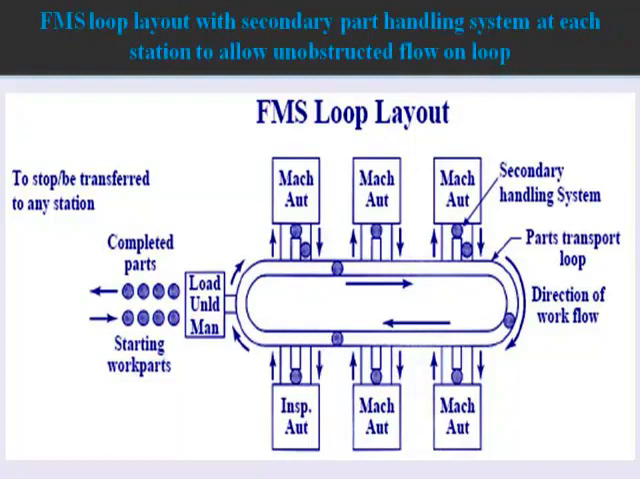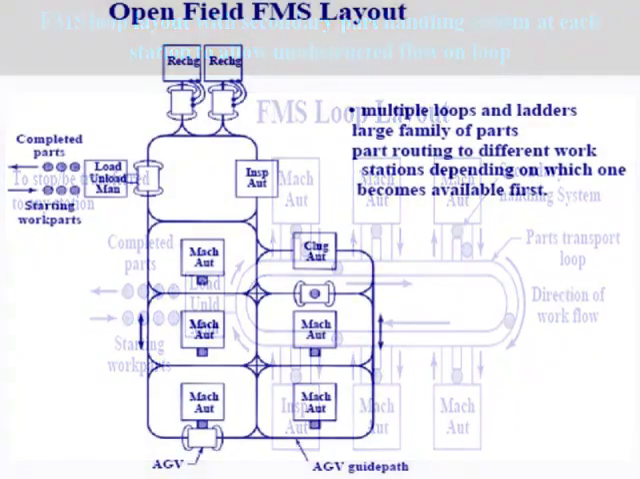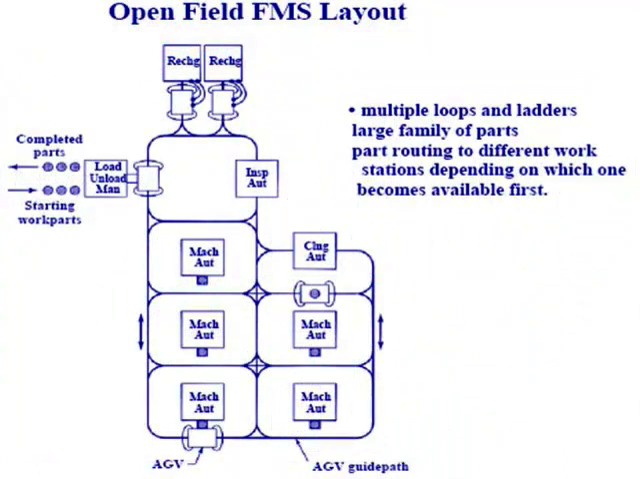This is an FMS ladder type layout where several loops exist within the layout, and the material transfers asynchronously in this. Asynchronous means not necessarily in a sequential manner, not from one machine to the next machine. The parts can be moved either to machine 1 or machine 5 or any machine at any time. Normally, the material handling devices used in this kind of layout are AGVs. AGVs are best to use as material handling devices in this.